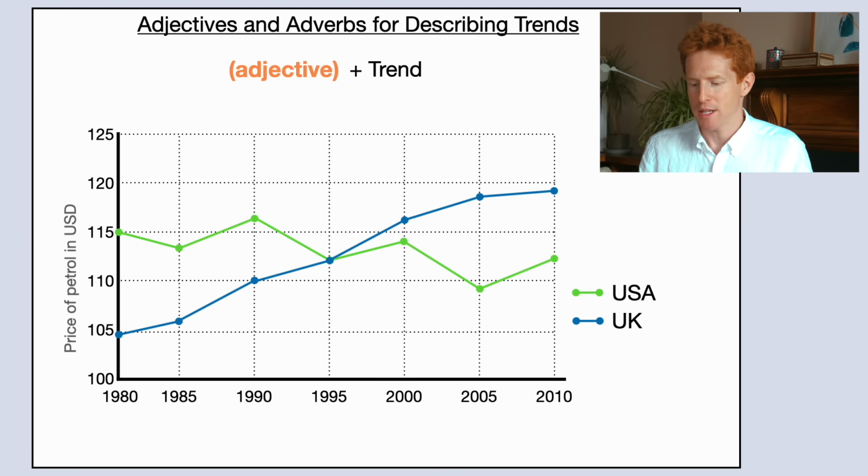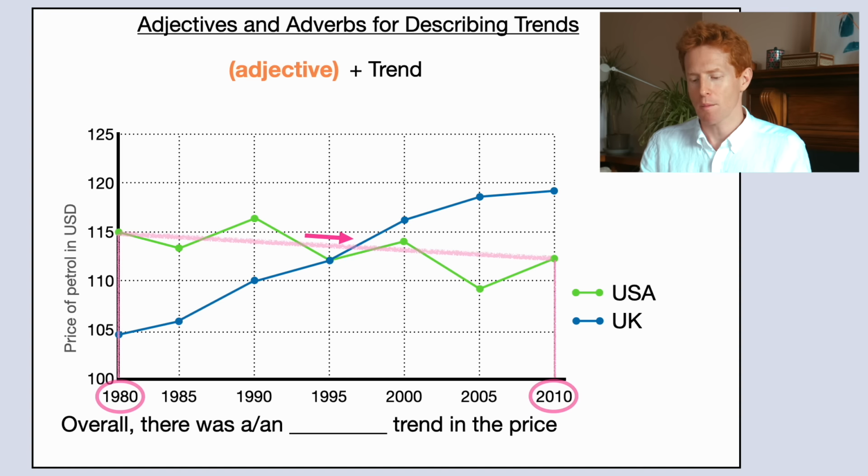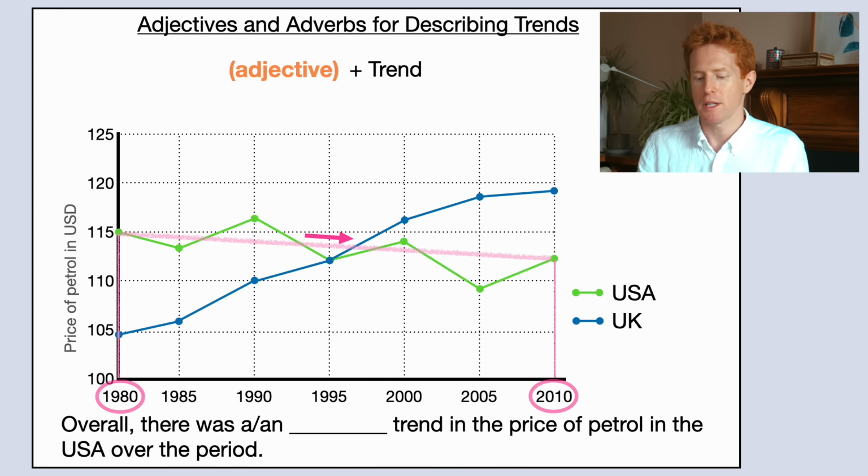So if we look at the USA now, we can see that between 1980 and 2010, we've got this slight kind of downwards gradient. So we could say overall, there was a downward trend in the price of petrol in the USA over the period. Now, you'll notice that the trend actually kind of fluctuates. It goes down, then up, then down, then up. But if you say over the period, then you can describe what happens from the beginning of the period until the end, and that is a downward trend.